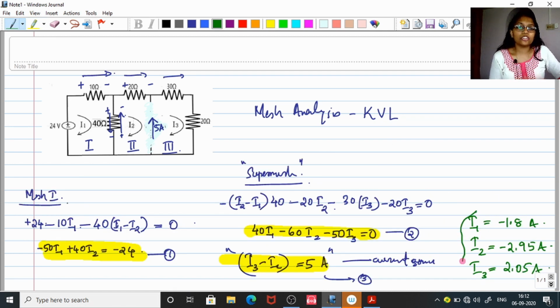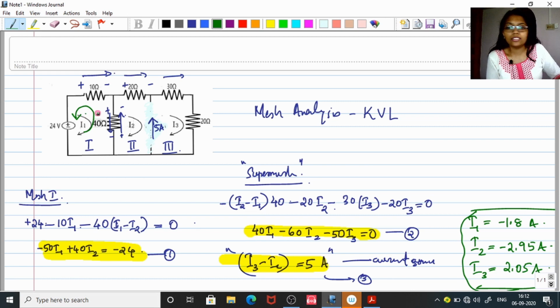And here are your values, I1, I2 and I3. This negative implies that the assumed direction must be reversed. Here it is negative 1.8, so our actual current direction is like this, and negative 2.95, I2 must be this way, and here I3 is a positive value, so this direction stays the same.